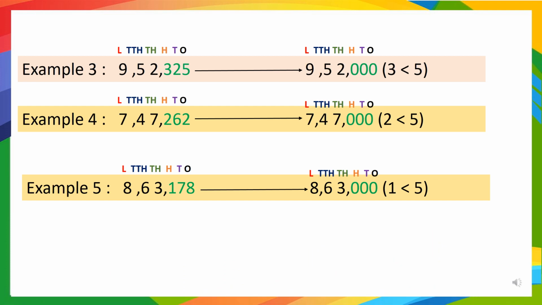Now see example 3. 9,52,325. In this case, the hundred place is 3, which is less than 5. So we will round off the ones, tens and hundred place digits to 0. Now the number will become 9,52,000.